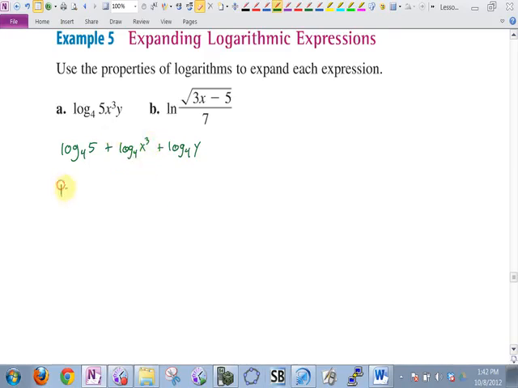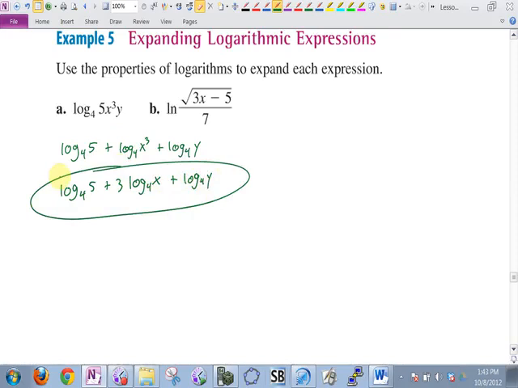And then the last thing we do is we bring that 3 down. So we have the log base 4 of 5 plus 3 times the log base 4 of x plus the log base 4 of y. And that is as far as you can expand, and so that's where you would finish. That is completely expanded. So you always kind of go backwards order of operations. I have all these multiplications right there. I'm good to go.